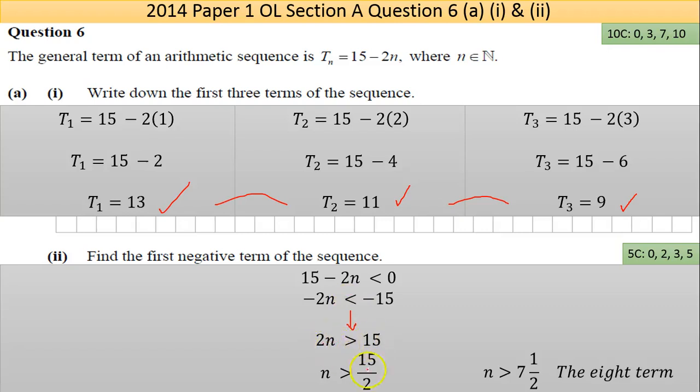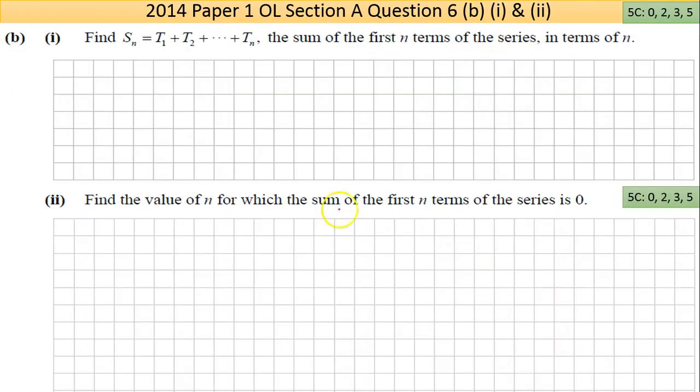Bring the 2 across. Notice it just changes operator, so it becomes divided, and the sign doesn't change. N is greater than 7.5. There's no 7.5 term, so you round it up to the 8th term. Notice here, n is a natural number, not a fraction. That's part 2.